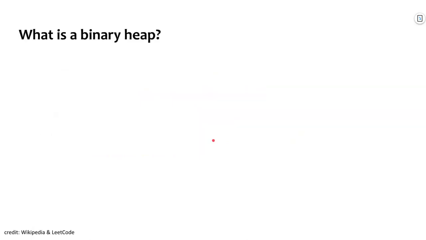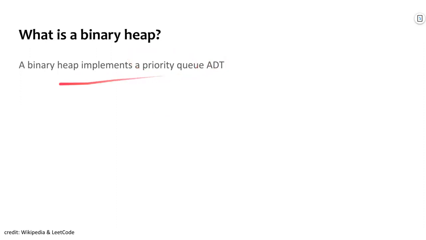And what is a binary heap? In this class, we're going to talk about binary heap. And a binary heap implements a priority queue ADT. So priority queue is the concept, and a binary heap is what we actually implement, the priority queue ADT. And we need to talk about what a priority queue or a binary heap is.